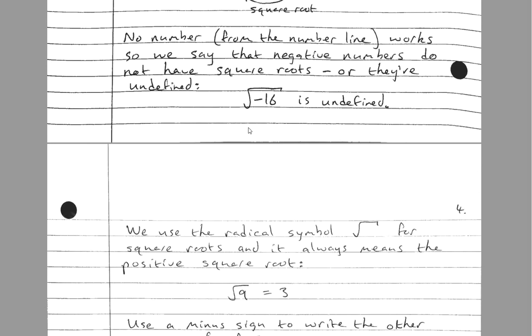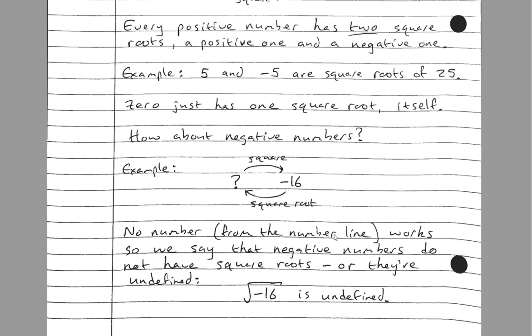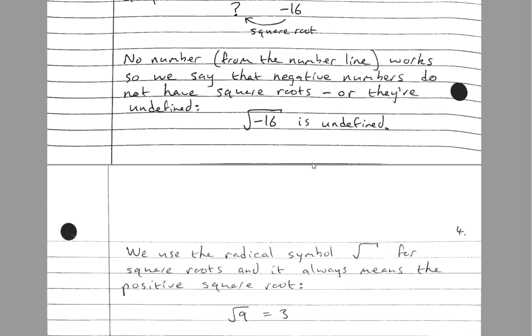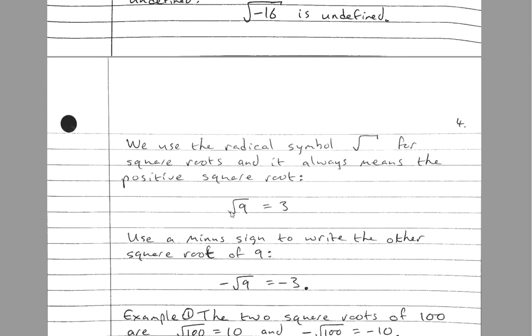Okay, so this is our radical symbol that we met before. We use it for square roots. We've seen a problem up here where positive numbers, anyway, have 2 square roots. So the idea is that this radical symbol always means the positive square root. When you see radical 9, that means find the positive number so that when you square it, you get 9. So the answer is 3.